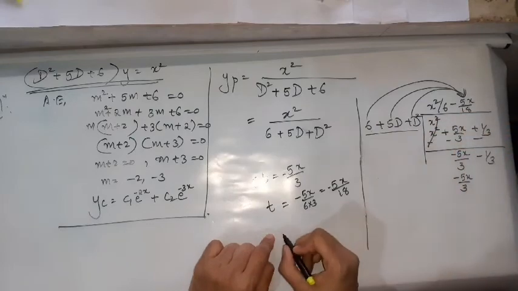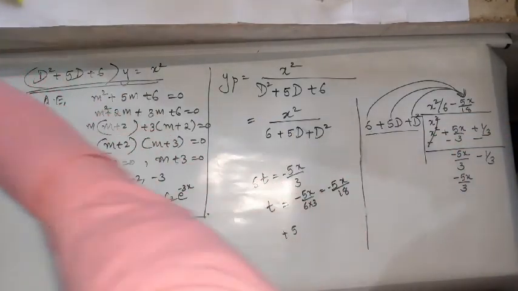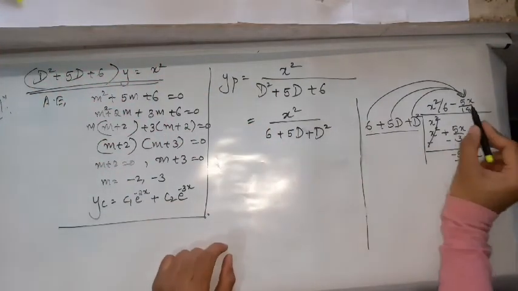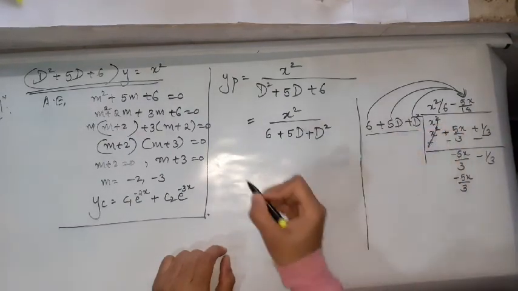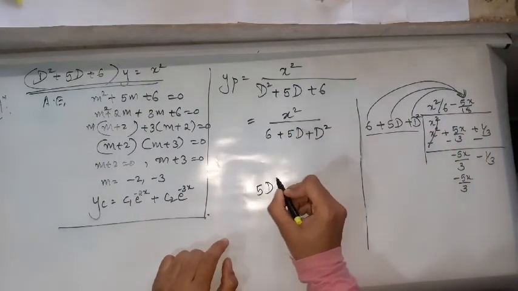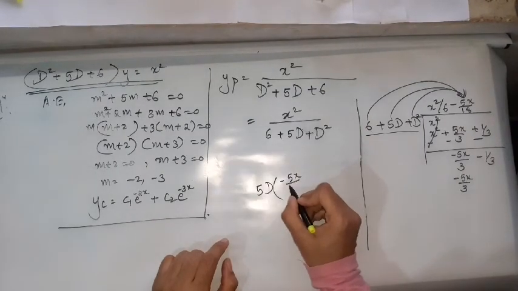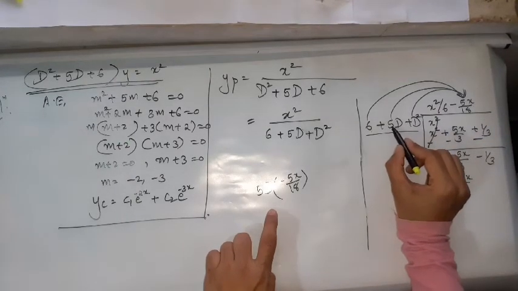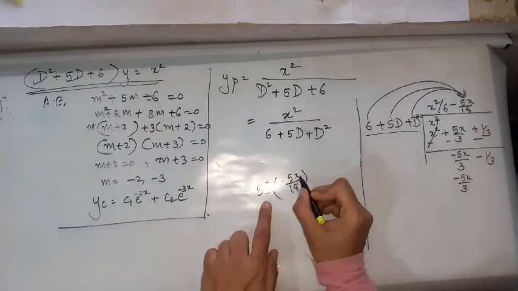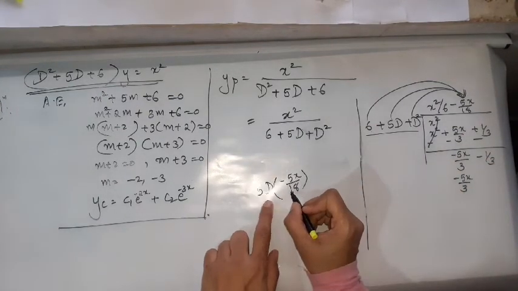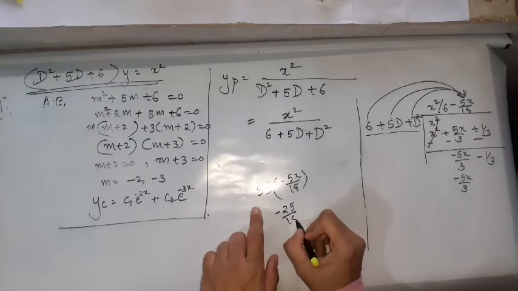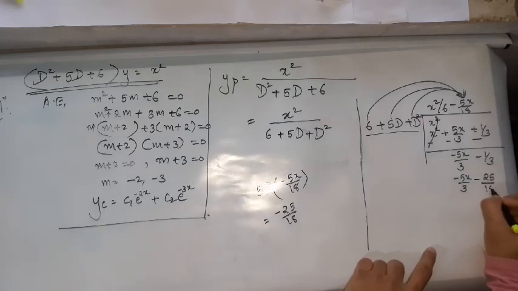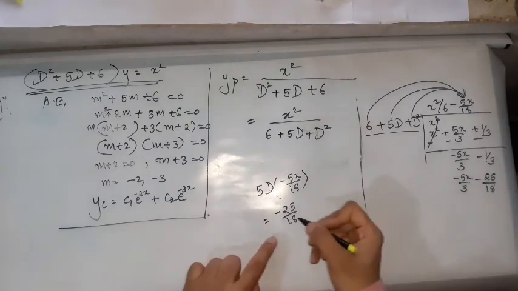Next term is what? Plus 5d. So let me do it here clearly so that you understand. You are multiplying 5d to minus 5x by 18. 5d of minus 5x by 18. It is something like this. So the derivative of x is 1, and minus 5 by 18 is constant. So you'll get minus 25 by 18 over here. Is it not? Derivative of x is 1, so you can write it directly. Minus 25 by 18 over here. Is it clear?